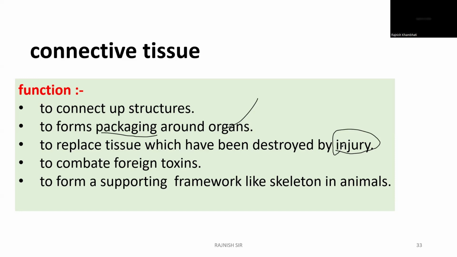Okay. Next is combat foreign toxins. They combat the foreign toxins from microorganisms, for example. Then they form support; they give a supporting framework like skeletons in the animal. So these are the common functions of connective tissue. Okay, let's move ahead.